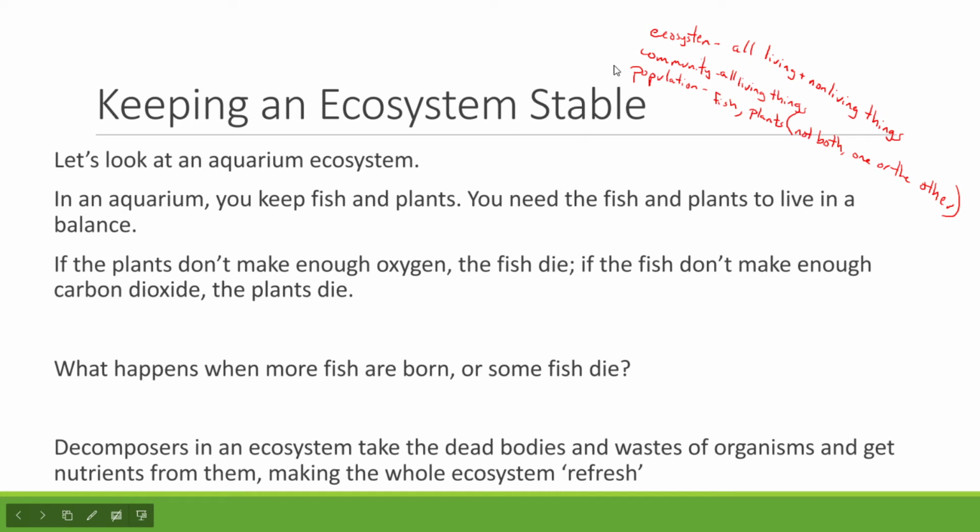Right, so it kind of gets a little broader as we go up. Right, our population being just the fish or just the plants. Community being the fish and the plants. Our ecosystem being the fish and the plants and the water and the temperature and the sunlight.